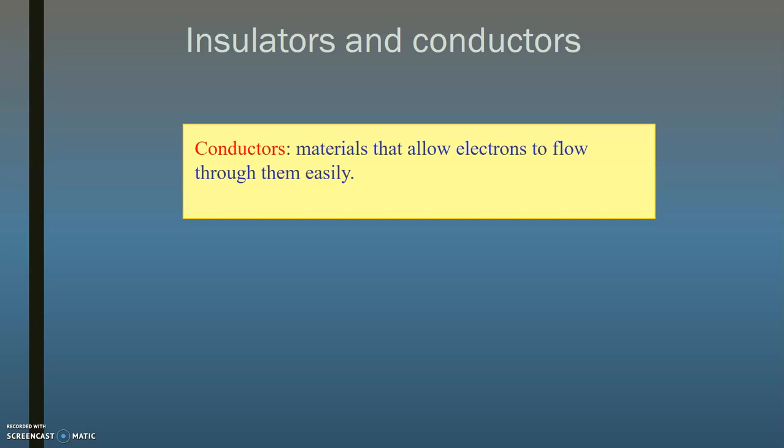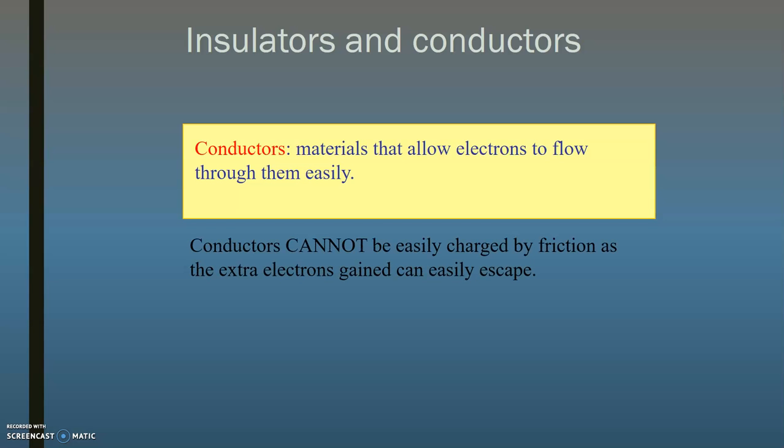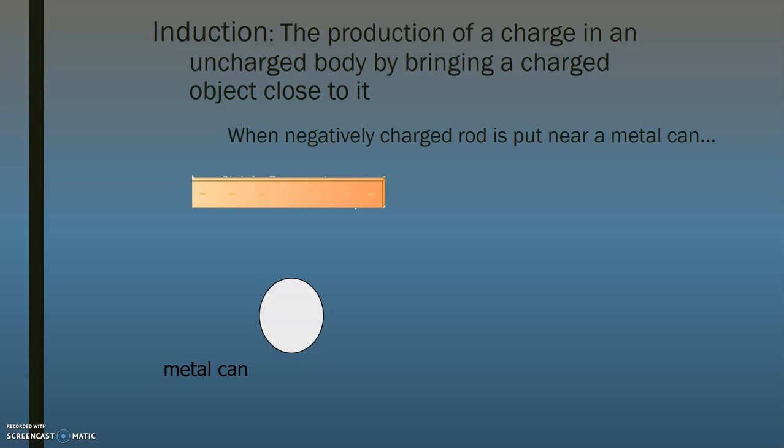Conductors allow electrons to flow more easily, so they, again, cannot be charged by friction. You can't get a metal surface to hold charge very easily. You can't rub a metal ruler on your hair and get it to take a static electricity charge. Only the rubber balloons can do that.